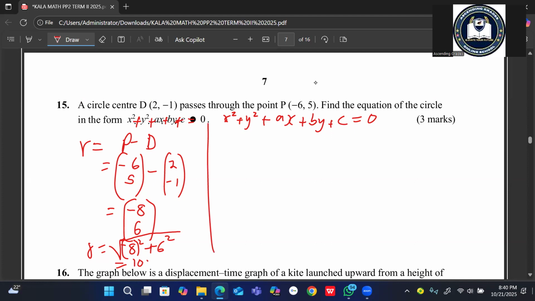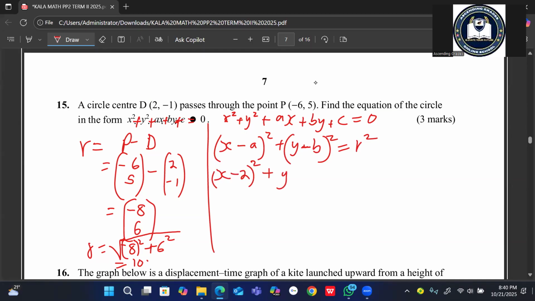So since we have our center a, b as 2, -1, we'll have the equation of our circle given in the form x minus a squared plus y minus b squared should be equal to r squared. We already have our a and b and our radius. So it is x minus 2 squared plus y minus b, and b is -1, so it is y plus 1 squared should be equal to 10 squared. That is 10 squared.